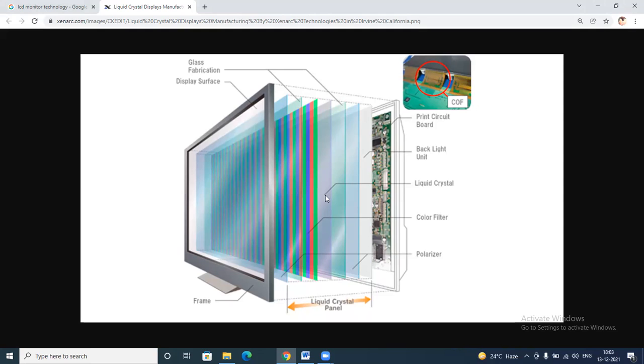This is the liquid crystal, and this is the color filter, then the polarized glass, liquid crystal panel, glass fabrication, and display surface. Everything is on glass only, with a frame. You can clearly see that between two glasses there is one liquid crystal placed in between. When electrons strike this, only those matrices are visible on which current is passed.